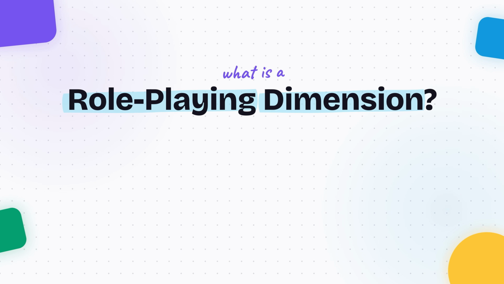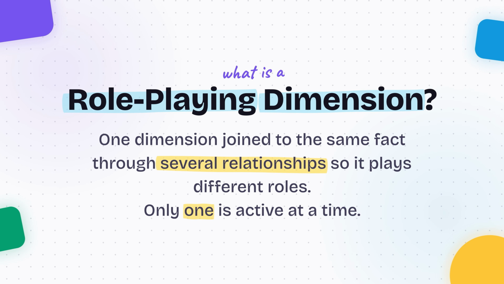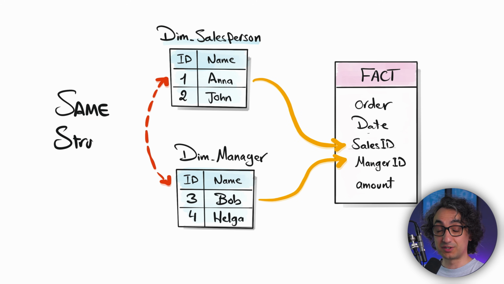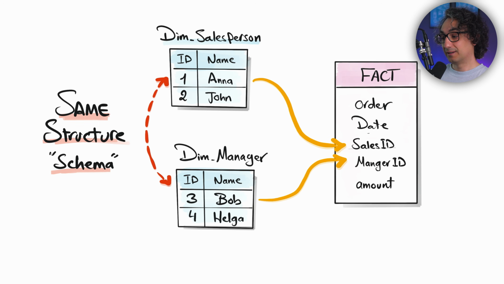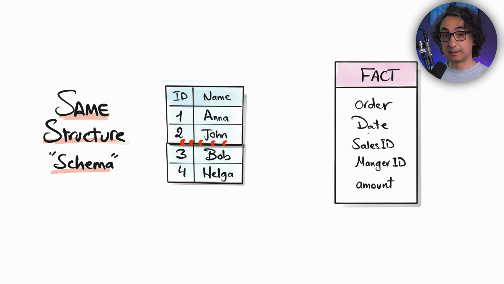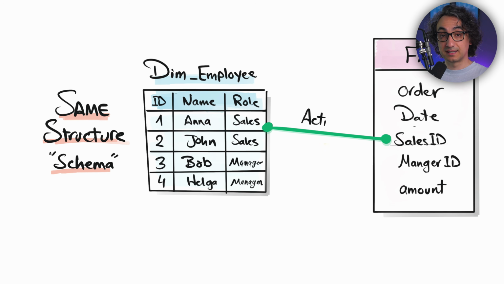Okay, so now let's do a quick recap. Role-playing dimension, it is one dimension that plays multiple roles in the same fact. You're gonna use it when you see you have multiple entities that have the same structure, the same schema, and you have the fact pointing using multiple IDs to the same entity. Now, how to build it? You're gonna go and append everything together. Don't forget about the role column to understand the source of each role. Then after that, you're gonna create a relationship for each role. Don't forget one active and the rest gonna be inactive.